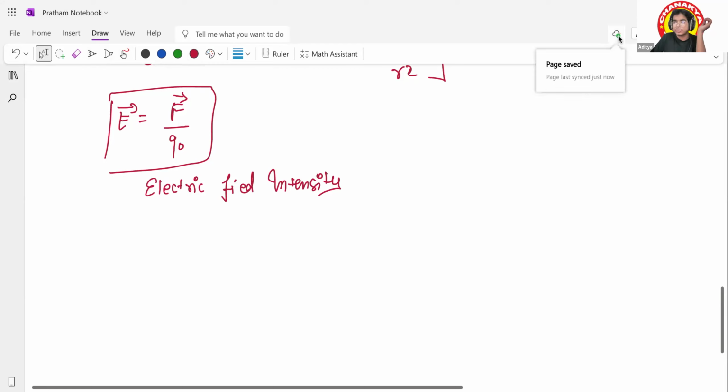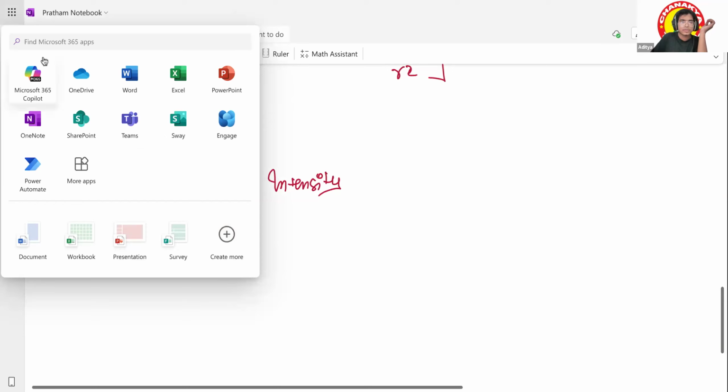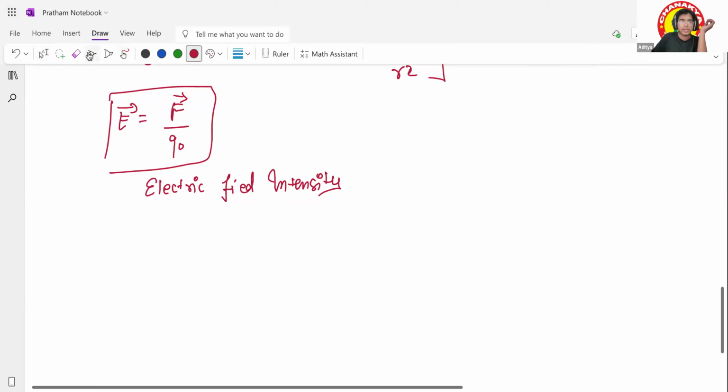Is it editing mode? I don't want it to get saved. But I don't know how to.